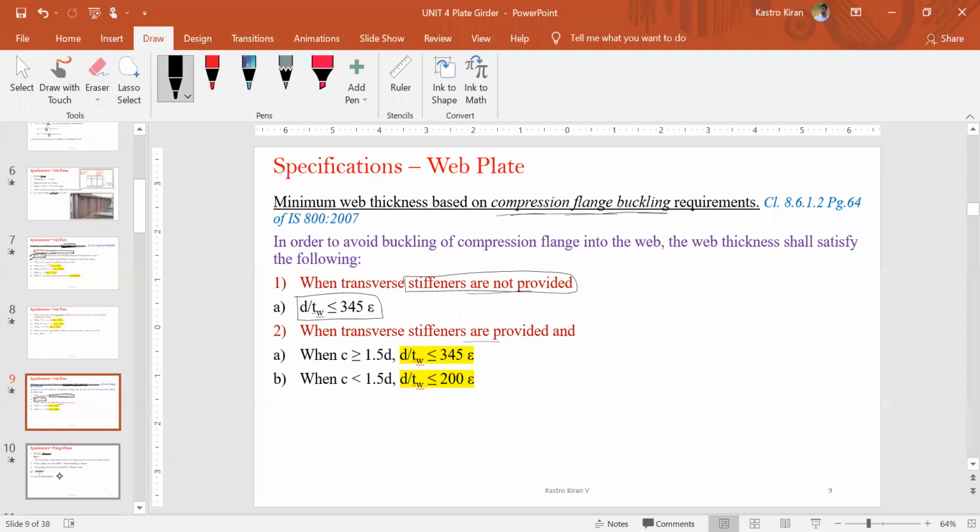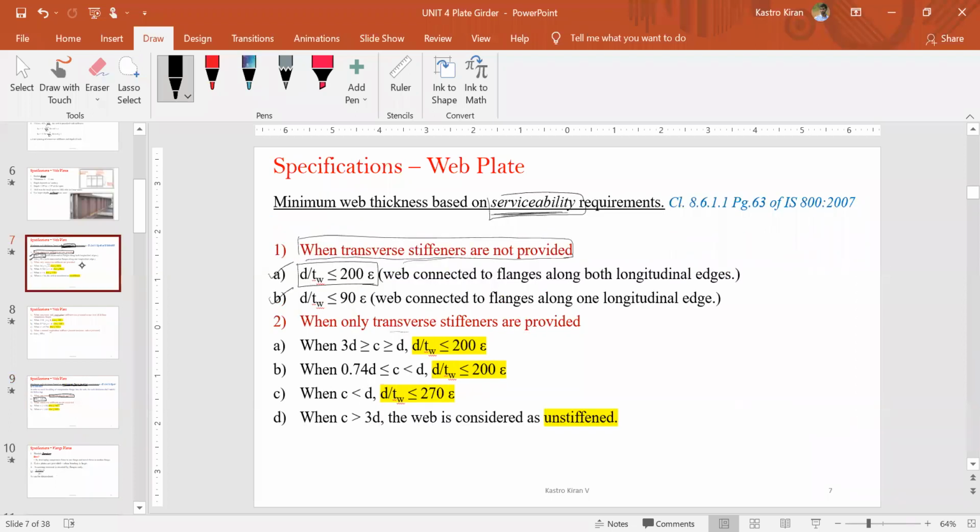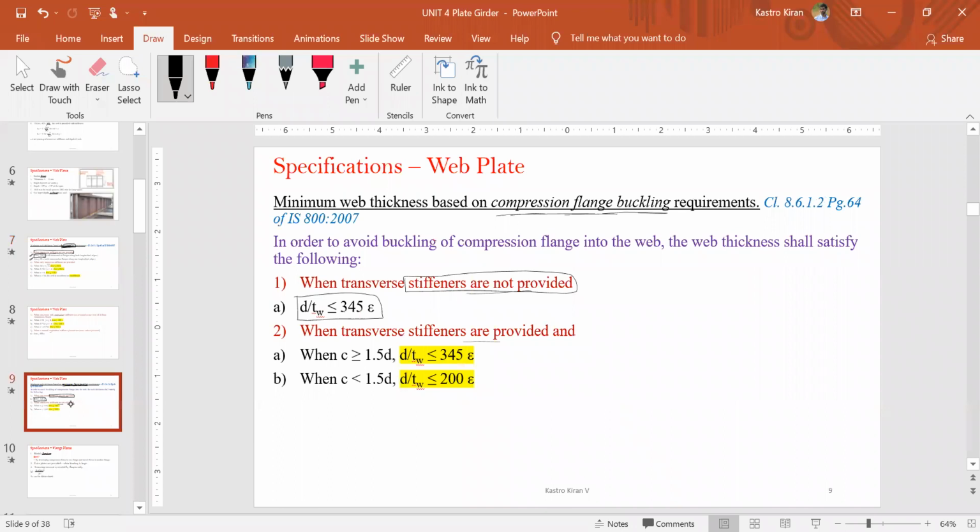Okay. So now you have got two conditions. The first condition is from serviceability criteria, the value of d by tw should be less than or equals to 200. And from the flange buckling criteria, the value of d by tw must be less than or equals to 345. Let's write these statements here.